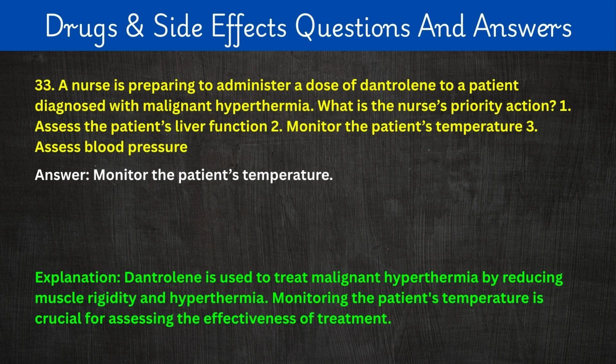33. A nurse is preparing to administer a dose of dantrolene to a patient diagnosed with malignant hyperthermia. What is the nurse's priority action? 1. Assess the patient's liver function. 2. Monitor the patient's temperature. 3. Assess blood pressure. Answer: monitor the patient's temperature. Explanation: dantrolene is used to treat malignant hyperthermia by reducing muscle rigidity and hyperthermia. Monitoring the patient's temperature is crucial for assessing the effectiveness of treatment.